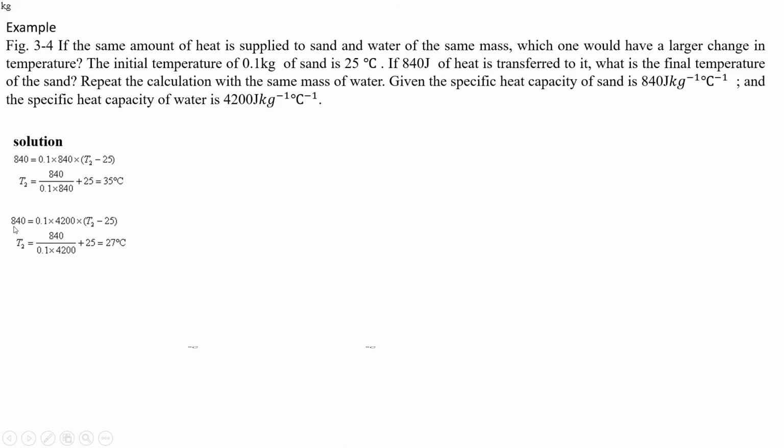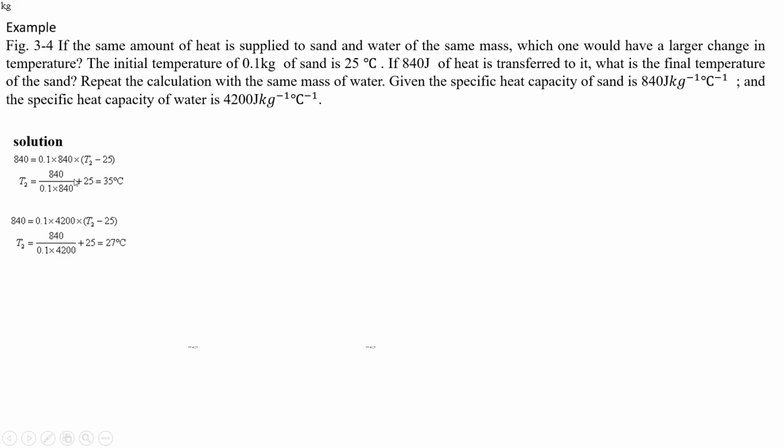So for water, 840 is equal to the mass, which is the same, but with a different specific heat capacity, multiplied by T2 minus 25 again. Finally, T2 becomes 27. As you can see, there is a difference between these two temperatures. The sand changed from 25 to 35, a change of around 10 degrees Celsius, and the water changed from 25 to 27, a change of 2 degrees Celsius.